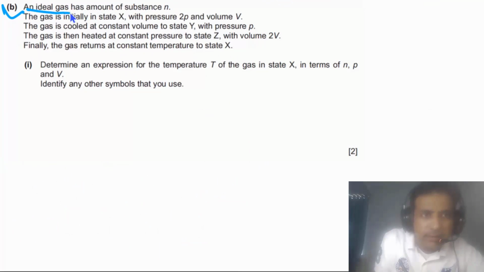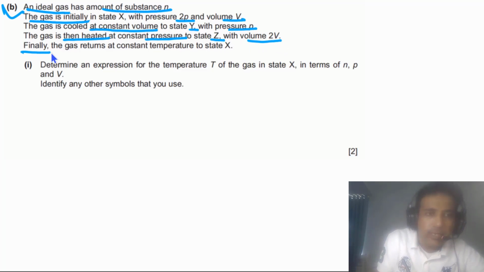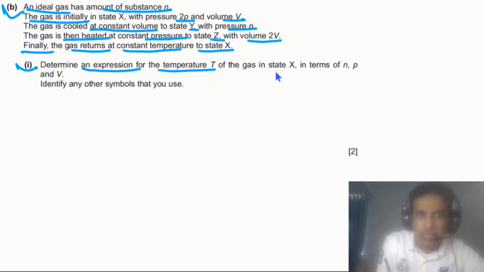Part B says an ideal gas has amount of substance small n. The gas is initially in state X with pressure 2p and volume V. The gas is cooled at constant volume to state Y with pressure p. The gas is then heated at constant pressure to state Z with volume 2V. Finally, the gas returns at constant temperature to state X. For part B1, we need to determine an expression for the temperature of the gas in state X in terms of n, p, and V. Identify any other symbols that you use.